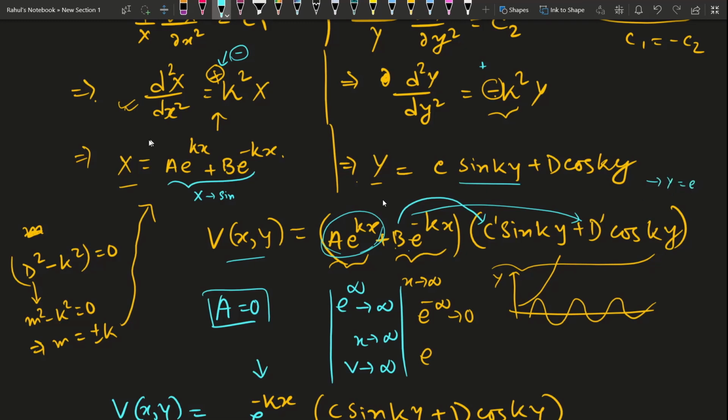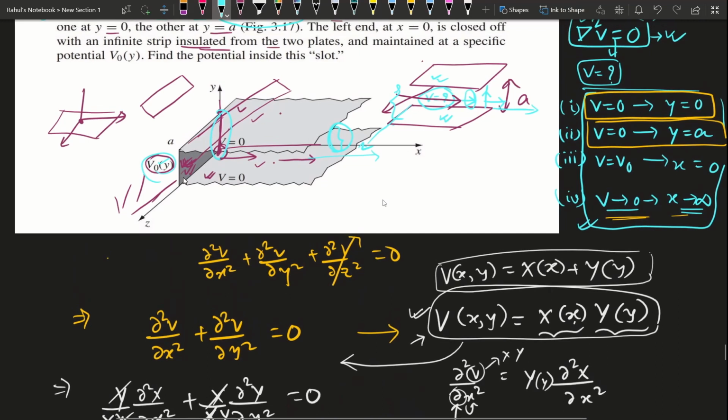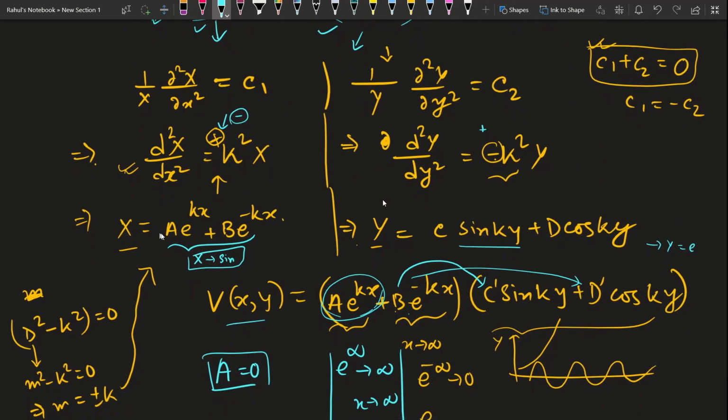Then what happens if the solution of x is in sinusoidal form? You can understand easily what the boundary condition is. At x equals to 0, the v should be equal to v naught, and at x tends to infinity, the v should be equal to 0. So is this validating? At x tends to infinity, without changing y.